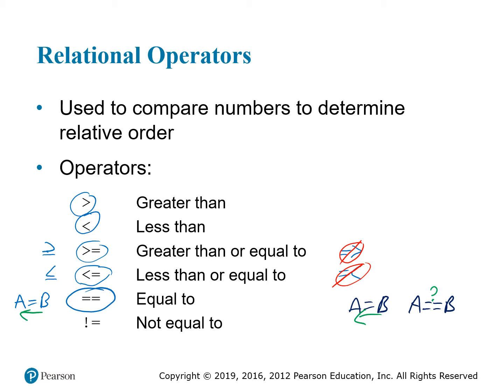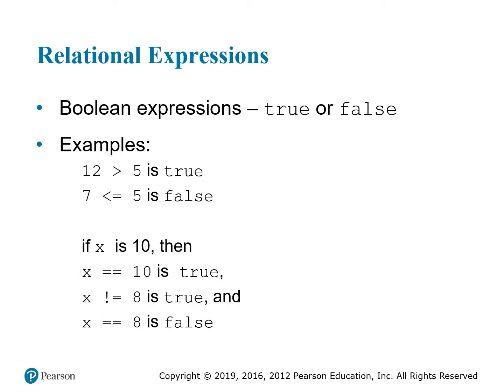And then C++ defines the exclamation point as the not symbol. We'll come back to that later when we get to logical operators. But exclamation point equals, or bang equals, as it's often called by programmers, means not equal to. Okay?